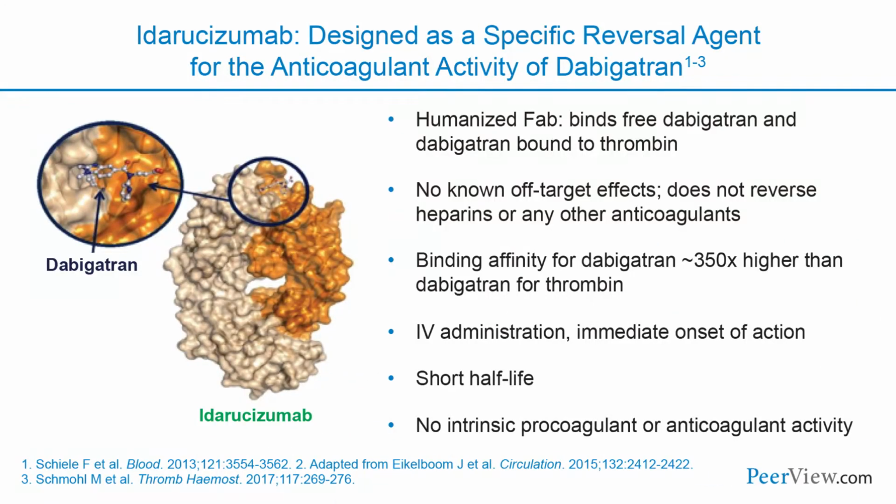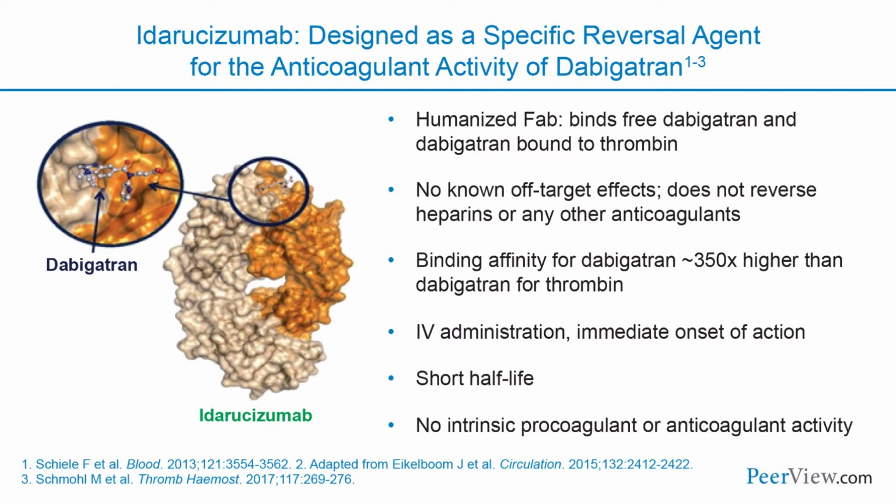Idarucizumab, as I mentioned, is a humanized Fab fragment antibody. It binds both free dabigatran and dabigatran bound to thrombin, which means that it literally pulls dabigatran off of thrombin and pulls it out of the tissues. It has no known off-target effects. It doesn't reverse heparin or other anticoagulants. Its binding affinity for dabigatran is about 350 times that of dabigatran for thrombin, and that's why it can be so effective.